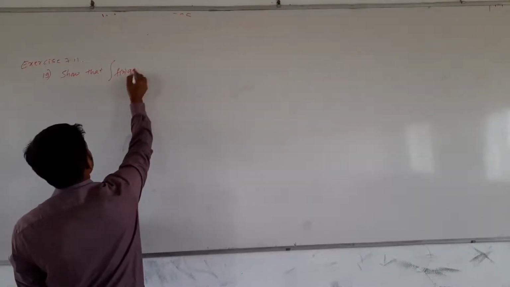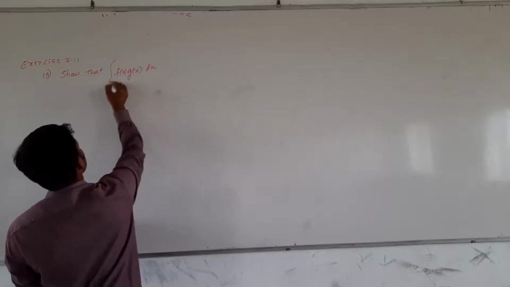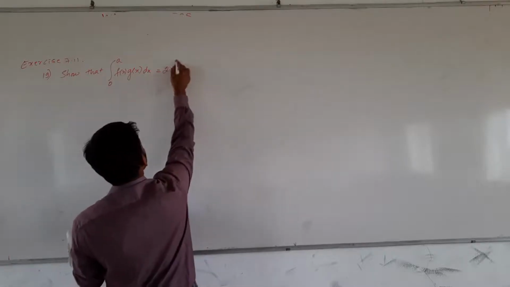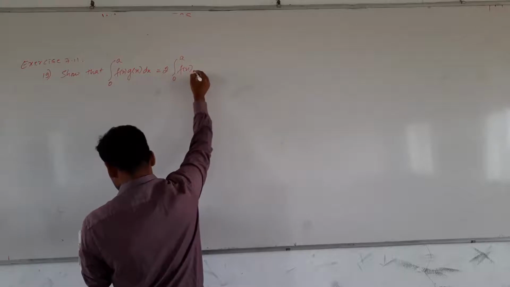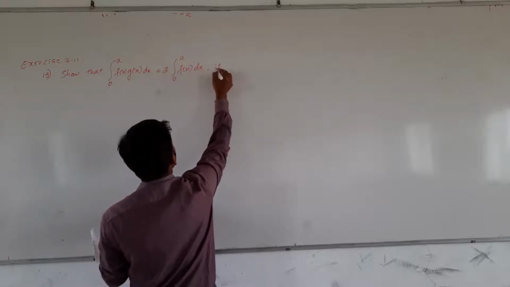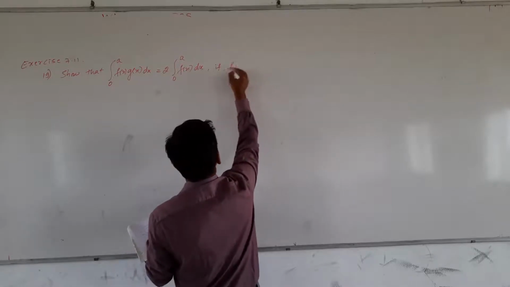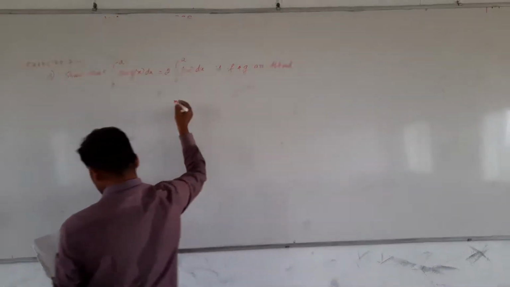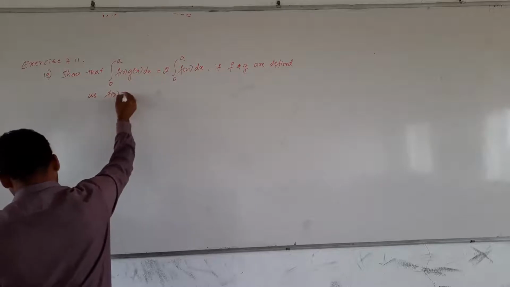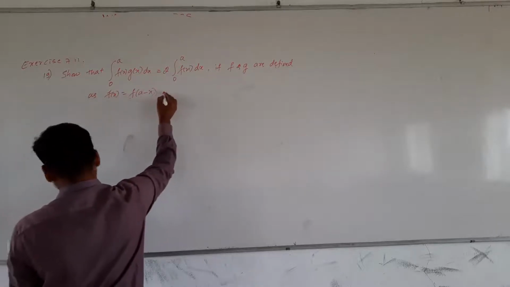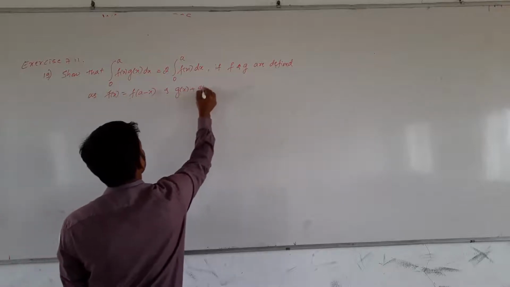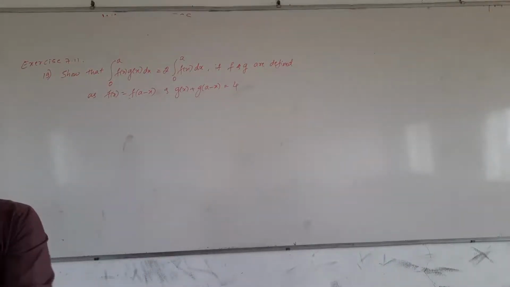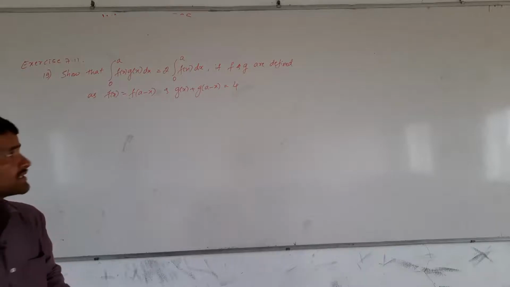Integration of f of x into g of x with respect to x from 0 to a is equal to 2 times integrating from 0 to a f of x dx, if f and g are defined as f of x is equal to f of a minus x and g of x plus g of a minus x is equal to 4. Okay, it is a very simple one.